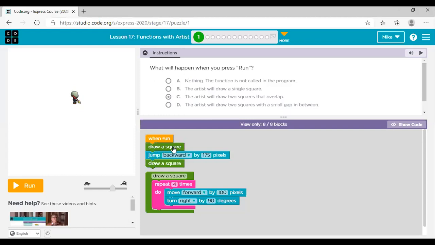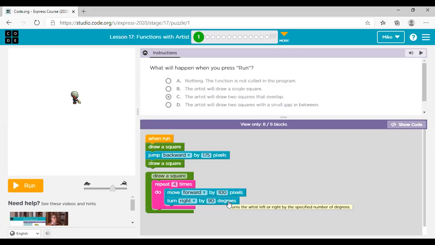We've got to draw a square, jump backwards by 175, and then draw a square. Now, what is inside our draw a square function? It is repeat 4 times, because we know a square has 4 sides. We've got move forward by 100, turn right by 90 degrees. So now you understand the degrees. A 90-degree turn is left or right or up and down. So that is how we are going to draw a square. Move forward by 100, turn right 4 times.